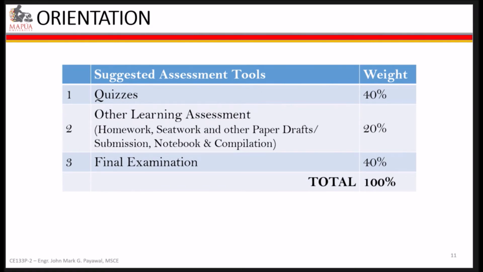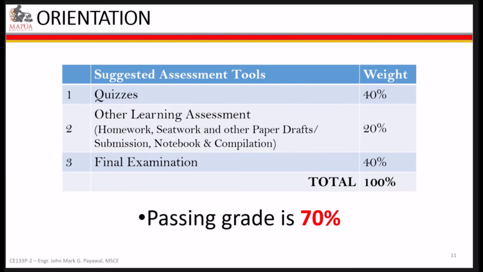Your quizzes, which are 4 quizzes, allot 40% of your total grade. Other learning assessments such as homework, seat work, paper drafts, submissions, notebook, and compilation would mean 20% of your final grade. And of course, the final examination is 40%. In total, there will be 100, and of course, the passing is 70%.